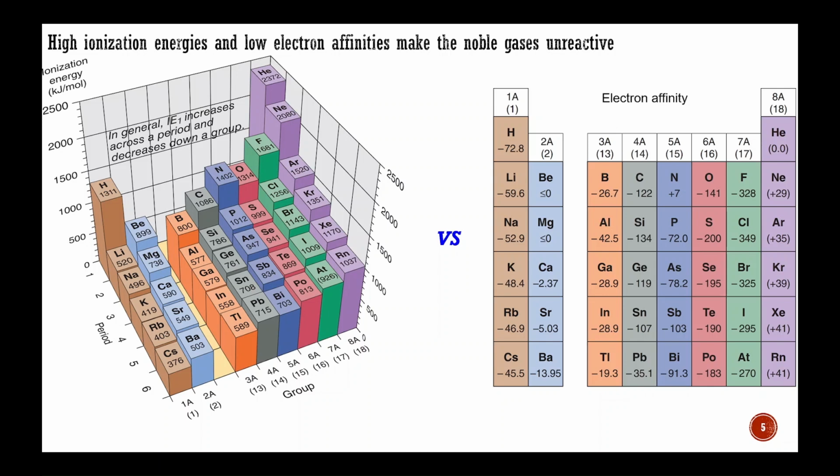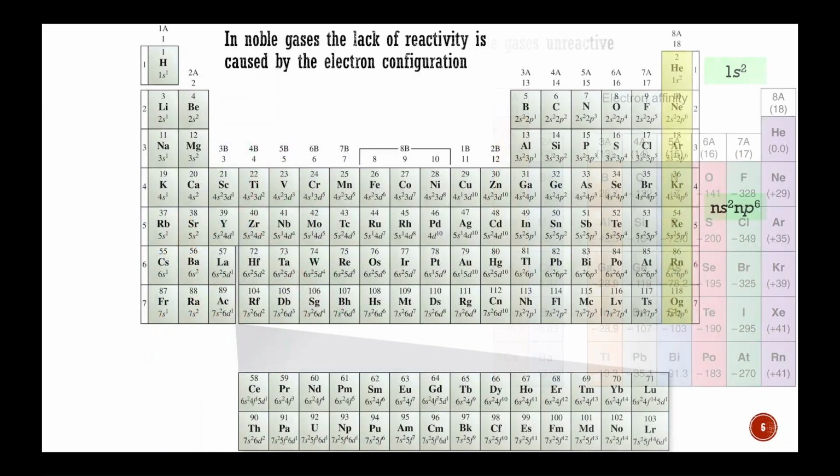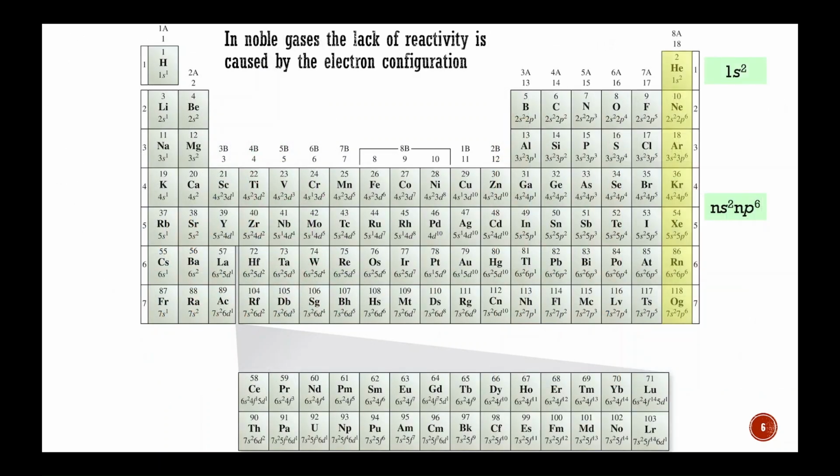High ionization energies and low electron affinities make the noble gases almost completely unreactive. Ultimately, the cause of this lack of reactivity is electron configuration. The 1s² configuration of helium and the ns²np⁶ valence electron configurations of the other noble gases are extraordinarily stable.